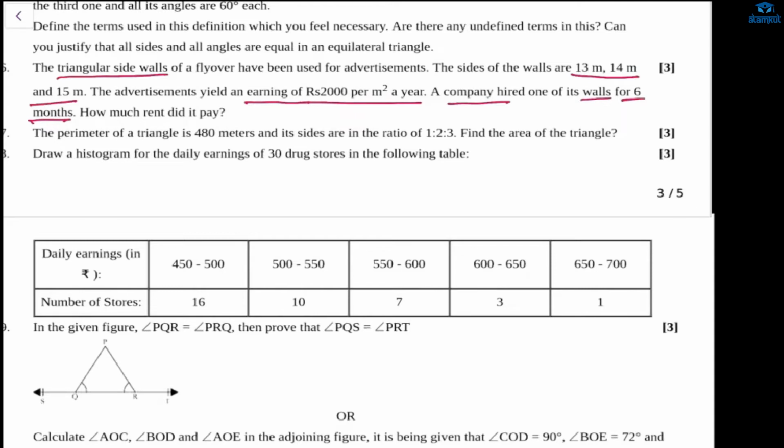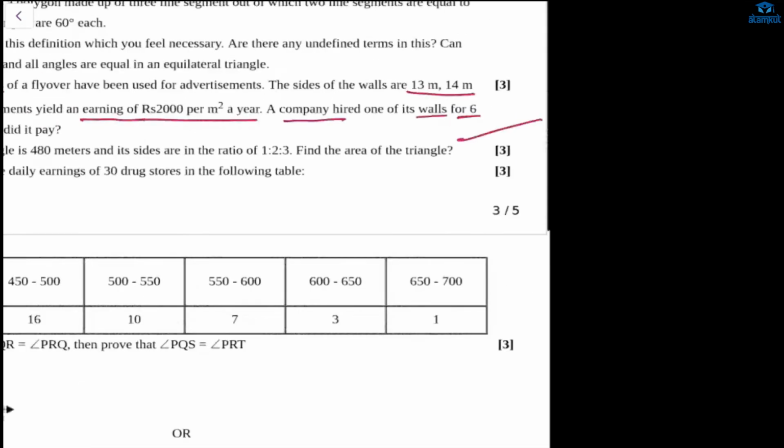From there, you are going to find the value of k, and then multiply. The side values that you are going to get are 80, 160, and 240. Okay, these are the sides. Now from this you are going to find out the area. S, the semi perimeter, will be equal to 240.